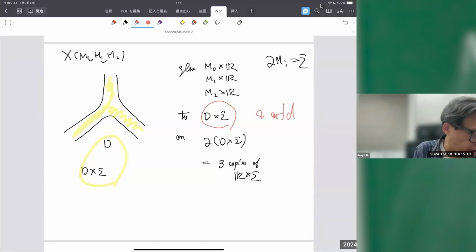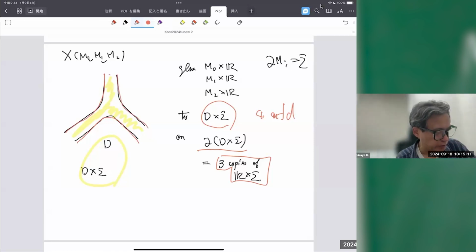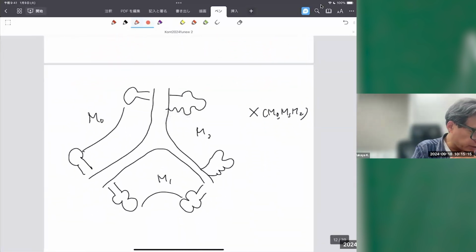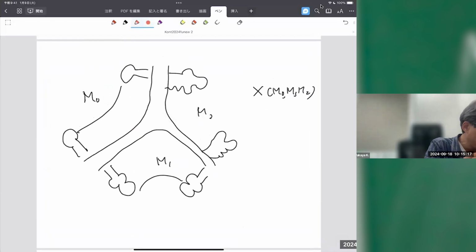And this four manifold has a boundary, which is three copies of R cross sigma, right? You have three boundaries. So now we take this. Here we grew M0 cross R, M2 cross R, M1 cross R. So you have this domain cross sigma, and you have the three ends.